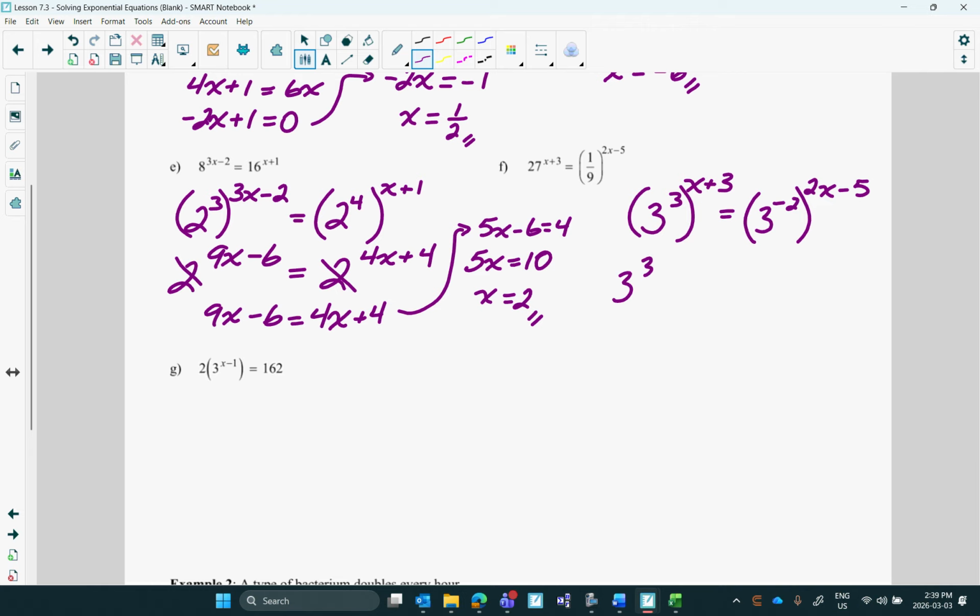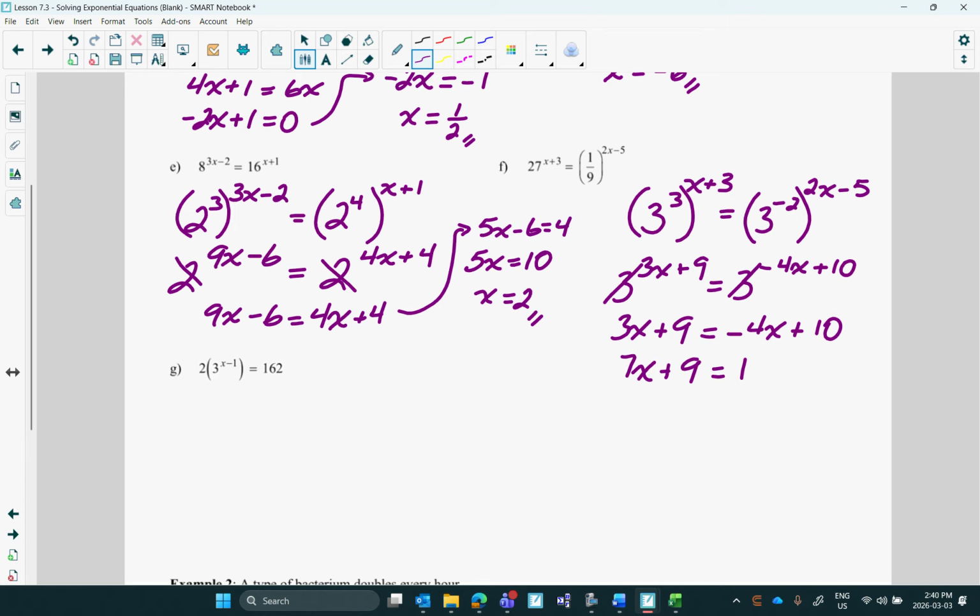So we should get 3 to the 3x plus 9 equals 3 to the negative 4x plus 10. Bases gone. Solve what's left. Take the minus 4x over here, so it becomes 7x plus 9 equals 10. 7x equals 1. x equals 1/7.